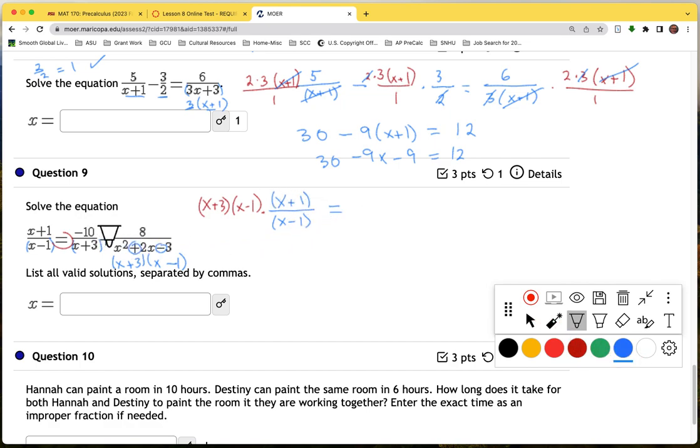equals. We're going to do the same thing with this negative 10. So I'm going to move it over a little bit. This is negative 10 over x plus 3. We're going to multiply that because we're multiplying both sides by the same thing, x minus 1. And then we've got this plus.